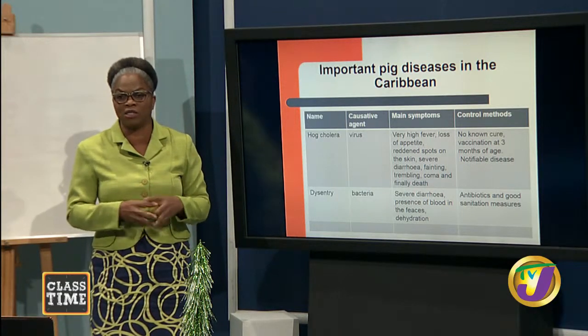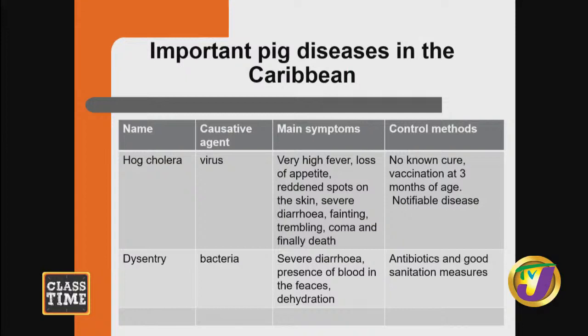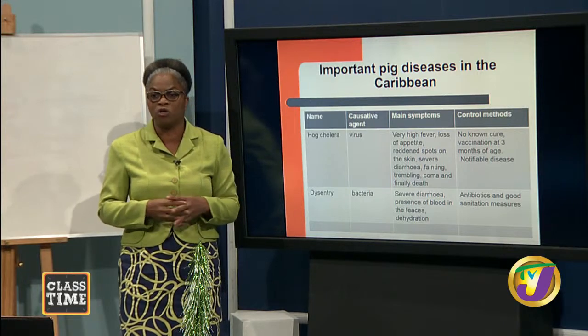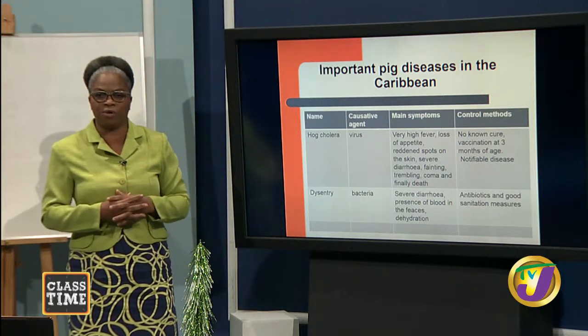The first one we want to look at is hog cholera. Good? And it's caused by a virus. What are the main symptoms, students? Very high fever, loss of appetite, reddened spots on the skin, severe diarrhea. The animals will also faint, they'll be trembling, they'll go into a coma, and finally death. There's no known cure, but we can give them vaccination at 3 months of age, and this is a notifiable disease because it could affect the entire nation's herd as well as also affect humans as well. So we have to pay close attention when we are raising our pigs.